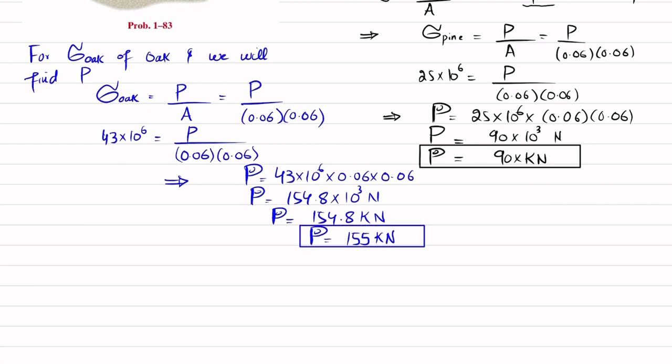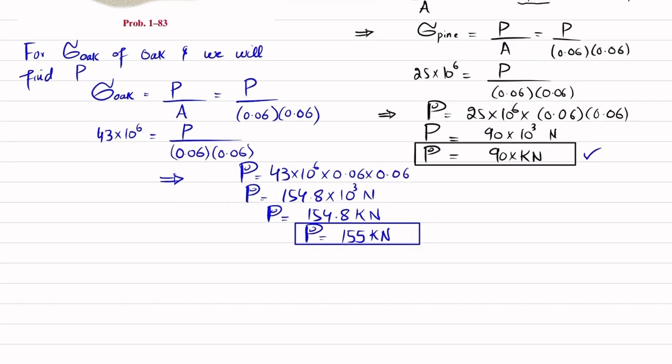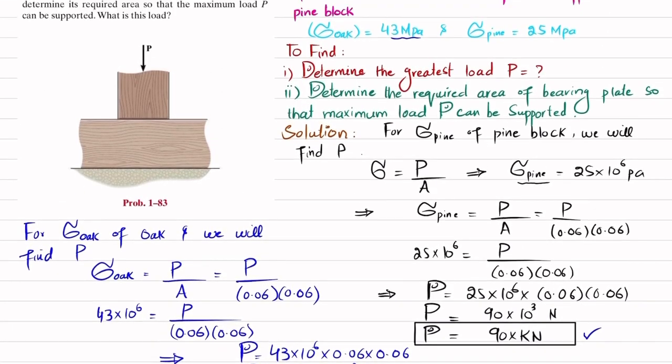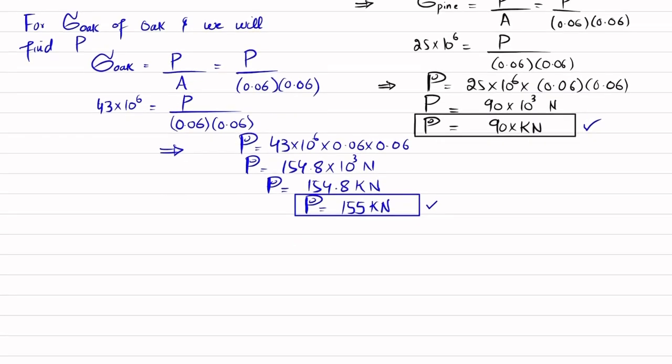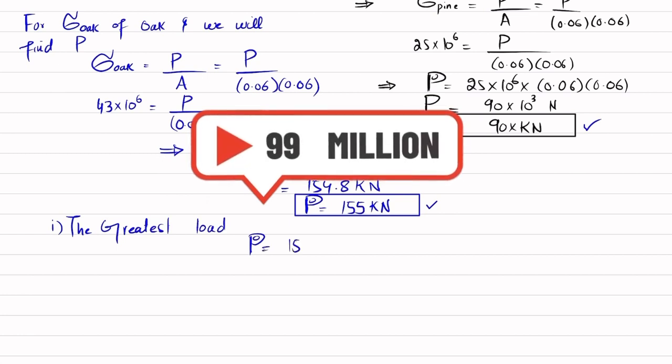Now you can see you have two loads. This is the load based on the allowable bearing stress of pine, and this is the load based on the allowable bearing stress of oak. And in the question we have been asked to determine the greatest load P. So the answer of the first part is: the greatest load P will be equal to 155 kilonewton.